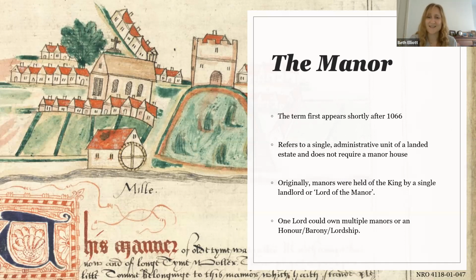What we can say is that they're originally held of the king, so you may see it referred to like that, a manor, certainly in the Domesday Book, by a single landlord or lady, known as Lord or Lady of the Manor. You may also see the terms honour, barony or lordship appear. That's where one lord could own multiple manors.